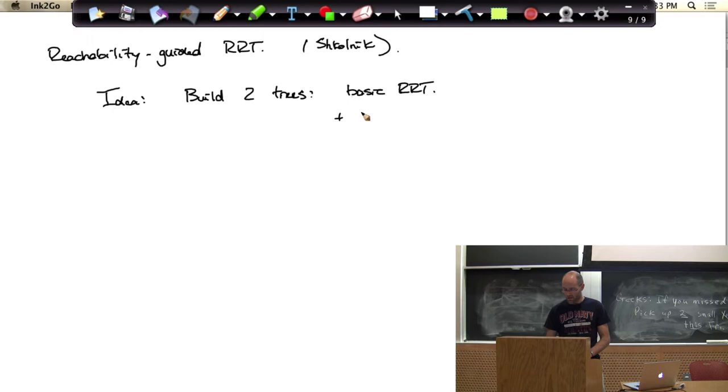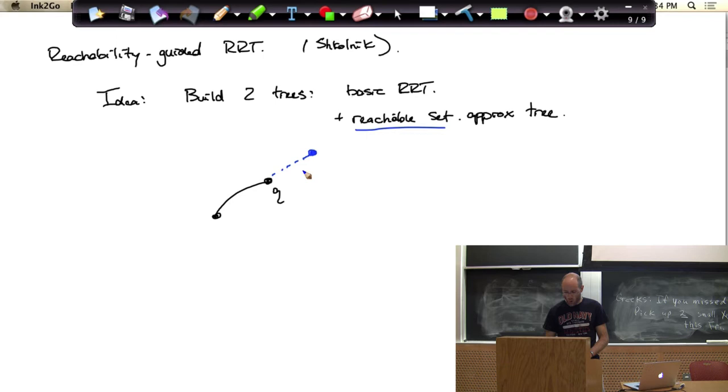Plus this reachable set approximation tree. Okay, so every time he adds a node to the tree, he's going to add a couple extra nodes to the reachable tree by basically trying to delineate the maximum.